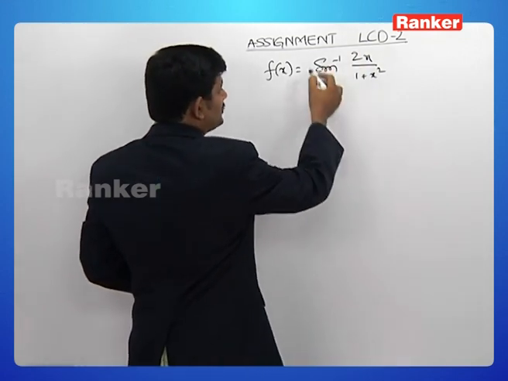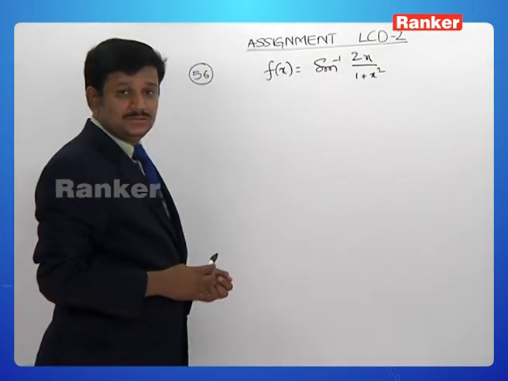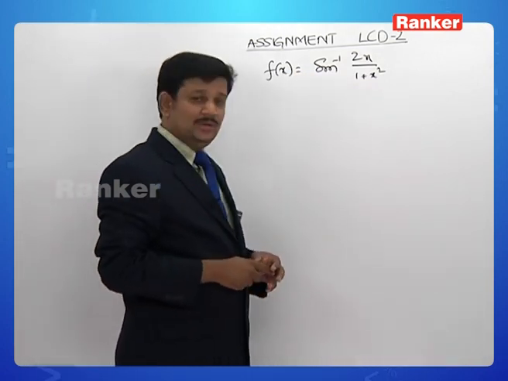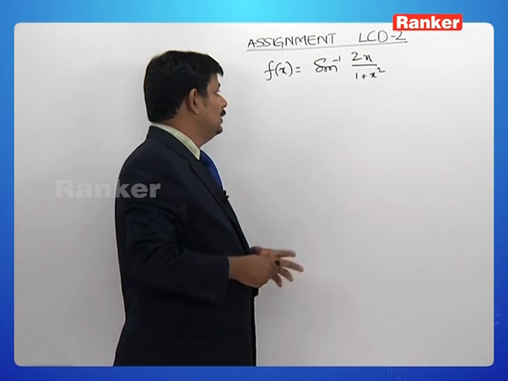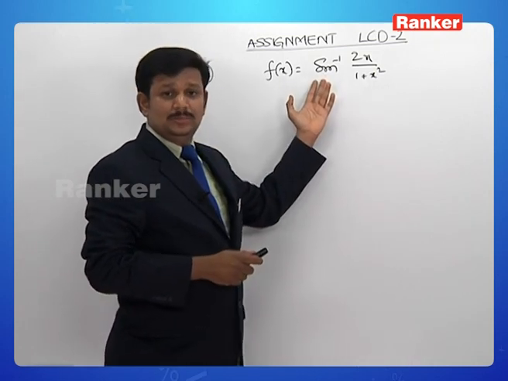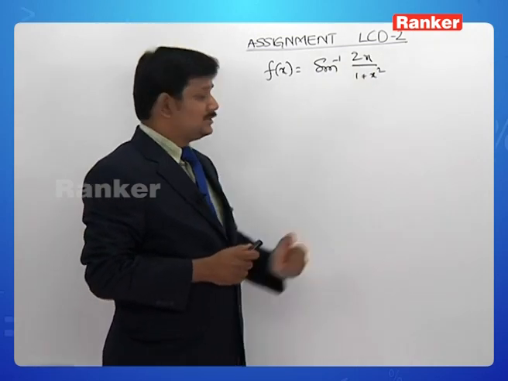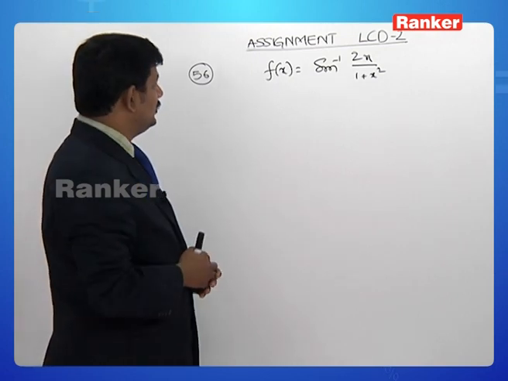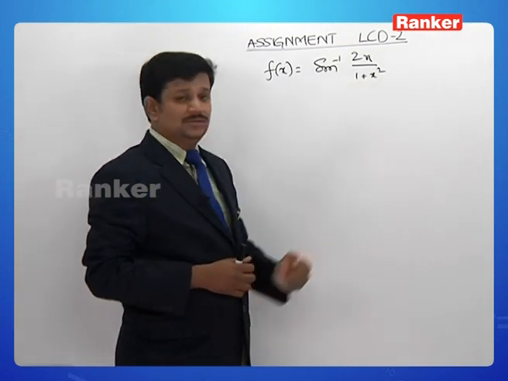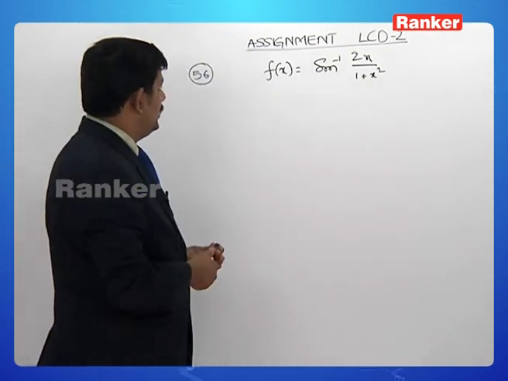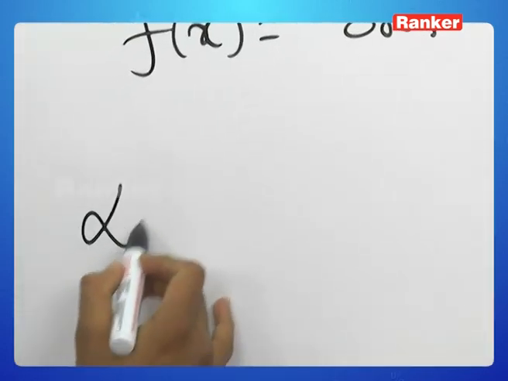The function is always continuous. Sine inverse x is continuous. 2x by 1 plus x square is continuous on R. Sine inverse is continuous in its domain. And 2x by 1 plus x square always lies between minus 1 and 1. So this function is continuous on R. Let us look at derivability at 1.